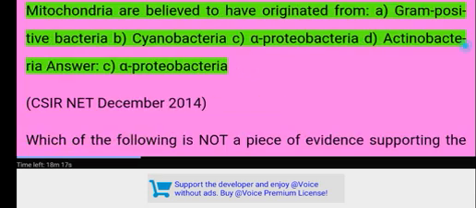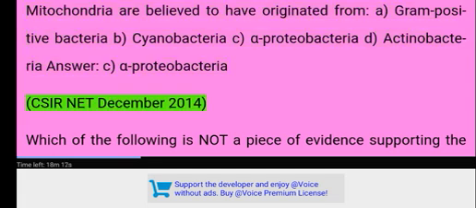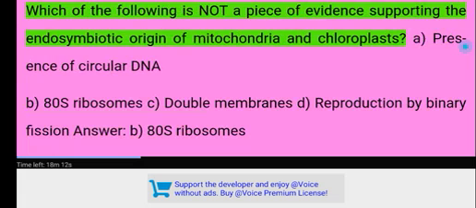CSIR-NET June 2015. Mitochondria are believed to have originated from: A, gram-positive bacteria; B, cyanobacteria; C, alpha proteobacteria; D, actinobacteria. Answer: C, alpha proteobacteria.